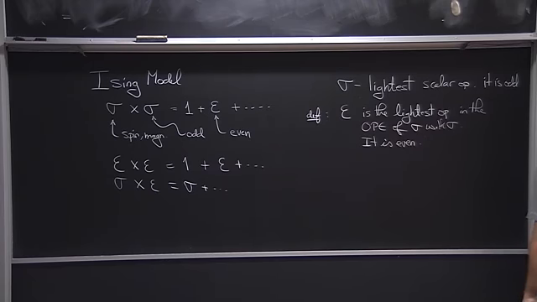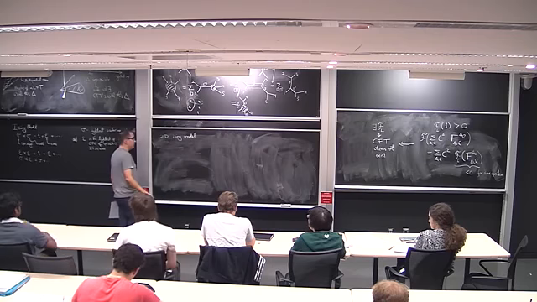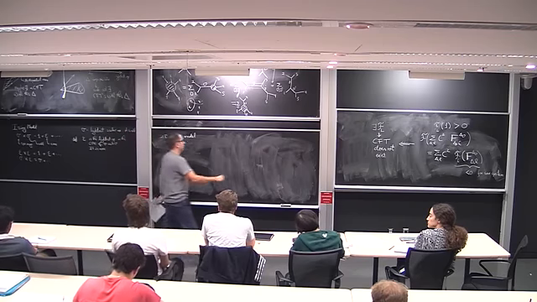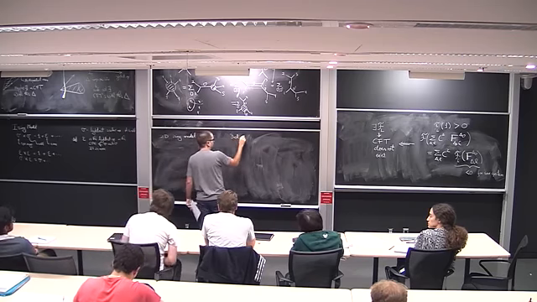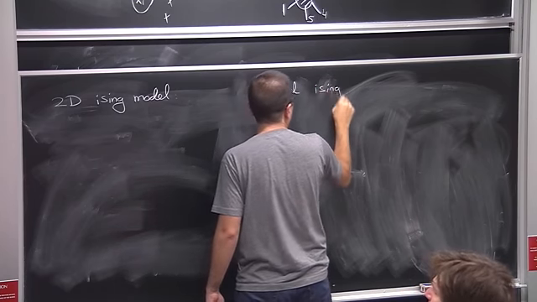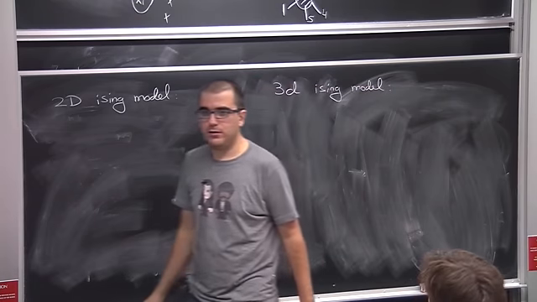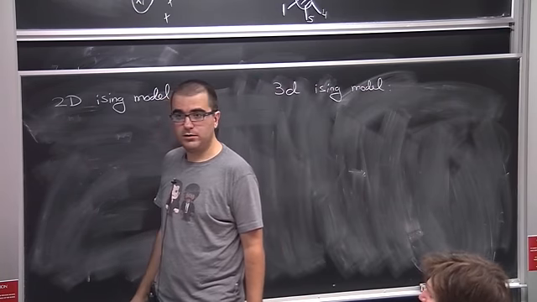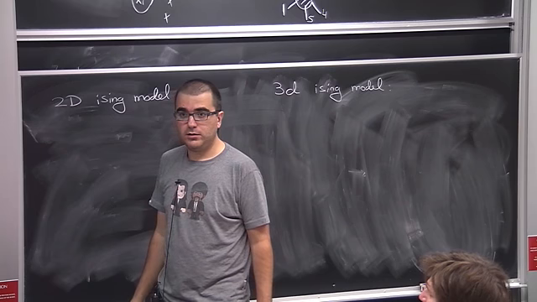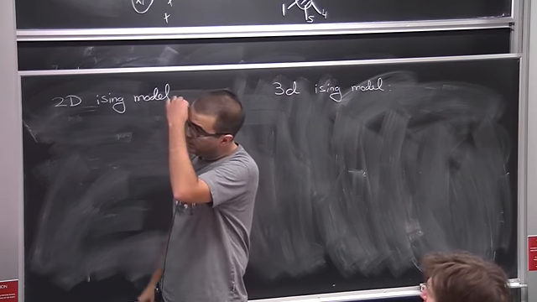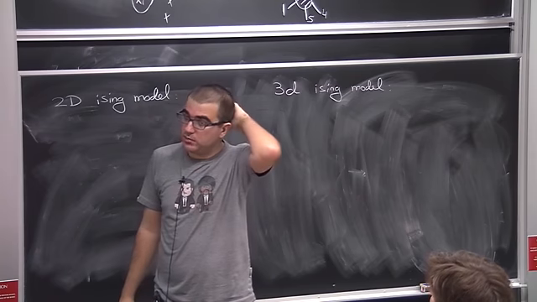Now, what do we know about the 2D Ising model? The 2D Ising model is solved exactly. What do we know about the 3D Ising model? Much less, as I said. Is it possible to write, for example, the epsilon operator in terms of sigmas? Roughly speaking, it's sigma squared, roughly speaking.